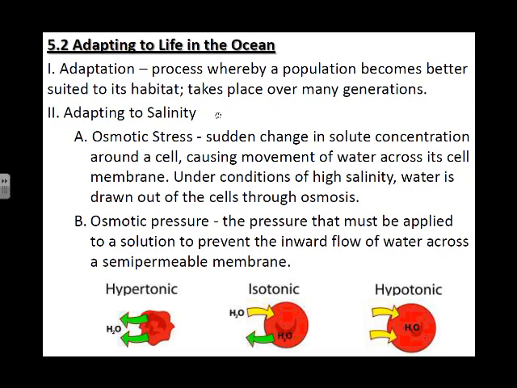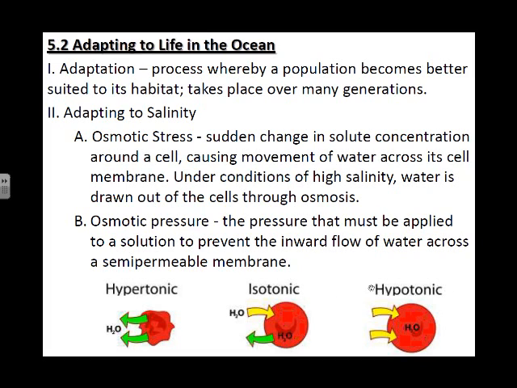Now, the first adaptation we're going to talk about is being able to adapt to salinity. There's something called osmotic stress, which is the change in solute concentration around a cell. This will cause water to move into or out of cells depending on the salinity. The term osmotic pressure refers to the pressure that must be applied to a solution to prevent the inward flow of water across the cell membrane, which is a semi-permeable membrane. Think back to biology, the cell membrane is what we call semi-permeable or selectively permeable. It allows water to go through it, but it doesn't allow salt, and this is what creates that osmotic pressure.